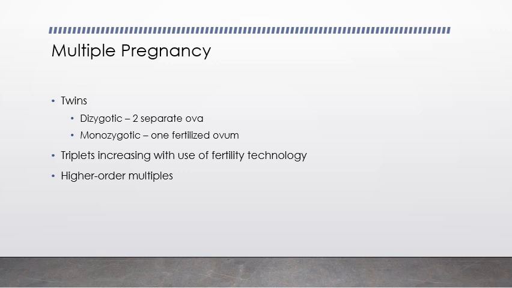That is a dizygotic pregnancy, dizygotic twins, and these two twins are fraternal twins. They're not identical twins like a monozygotic pregnancy. Dizygotic twins can be male and female, or they can be both male or both female. Monozygotic twins are always the same gender. We're seeing more and more multiple pregnancies with the use of fertility technology.